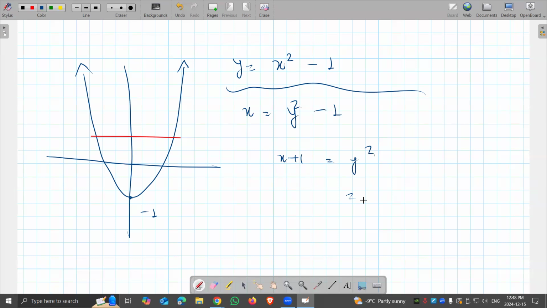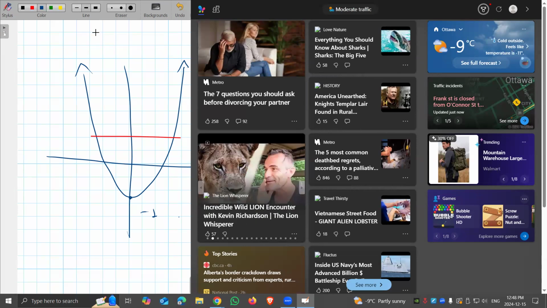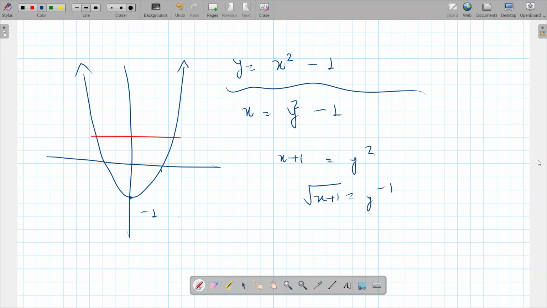You do the square root. So like this? Does that seem right? Go away, Cortana. Okay. Like that, does that seem right? No. What's missing?